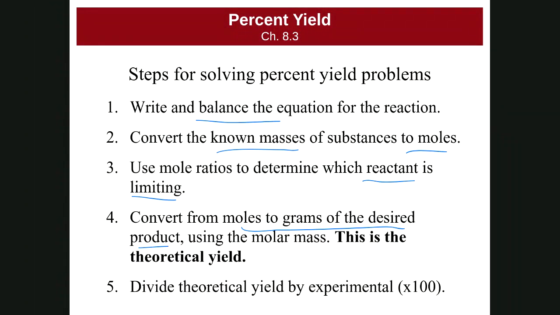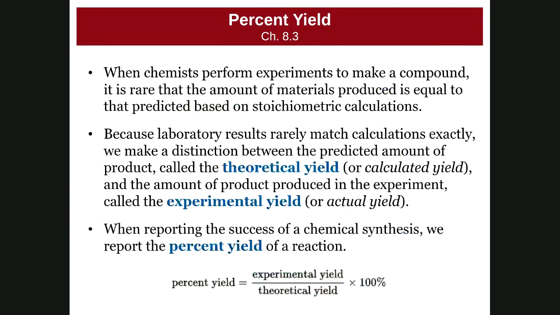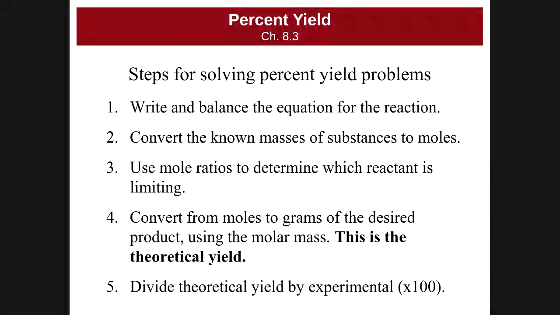Then the question will give you the experimental yield, which is what you are able to produce in the lab. I'm sorry, I have these mixed up. You want to divide the experimental yield by the theoretical yield. Just keep this equation in mind. And then multiply by 100 to get your percent yield. All right, so let's do it.